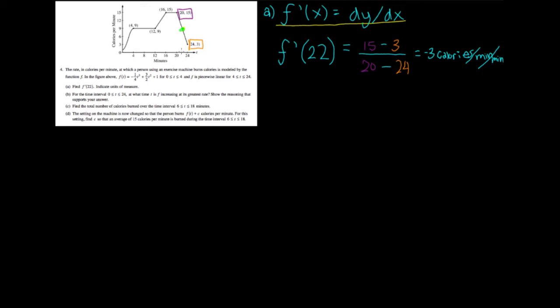So f prime of 22 is right here within the intervals where t is greater than or equal to 20 and less than or equal to 24. So since it's linear, the slope should be the same as long as you use the points in between these two. So we're just going to use the given points of 20 and 15 and 24 and 3. So f prime of 22, it's going to be your change in y, so from 15 to 3, so 15 minus 3, over your change in x, so from 20 to 24. So 20 minus 24, so that gives you negative 3 calories per minute per minute. And yeah, that's just the answer to question A.